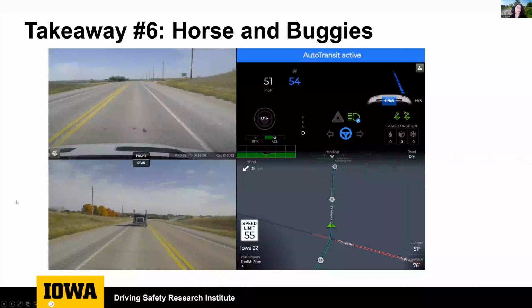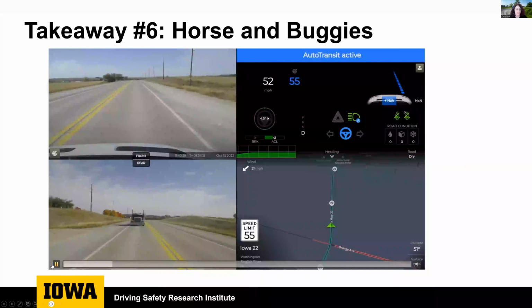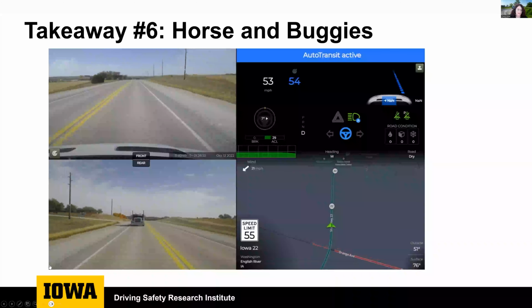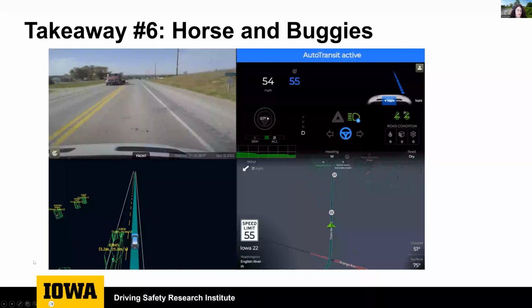So the sixth takeaway kind of builds upon the farm equipment in that it's encounters with horses and buggies. Now, we encountered these in town, on our highways, and on our gravel road. This particular video is going to show a horse and buggy on the right shoulder. And as you can see as we approach it, the automation does pick up the horse and buggy on the right shoulder.